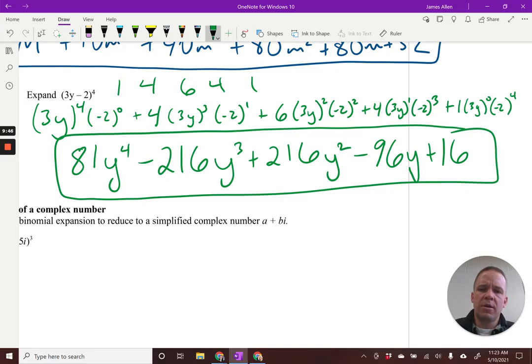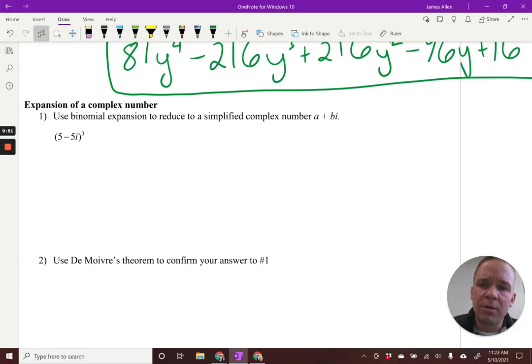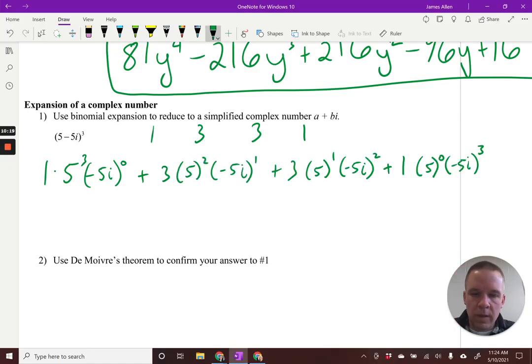Awesome sauce. Ooh. What do we have here? Expansion of a complex number. Well, let's see here. If we were to expand this, I do like writing down the line of Pascal's triangle, right? So 1, 3, 3, 1. So let's go ahead and expand this just like we've been doing. So I'd have 1 times, then it would be 5 to the third, and then negative 5i to the 0, plus, and then we'd have 3, and then we'd have 5 to the second. And there we go. Now it's time to simplify, right?